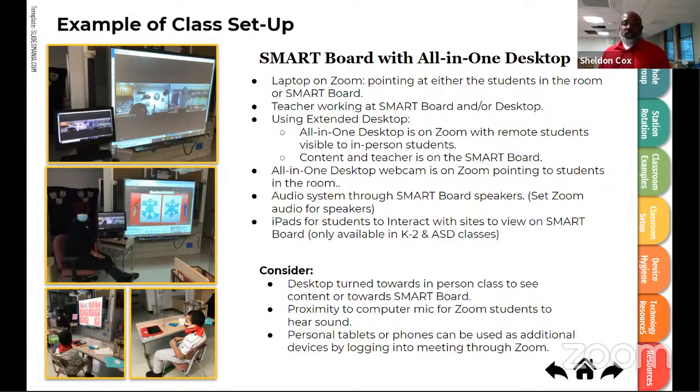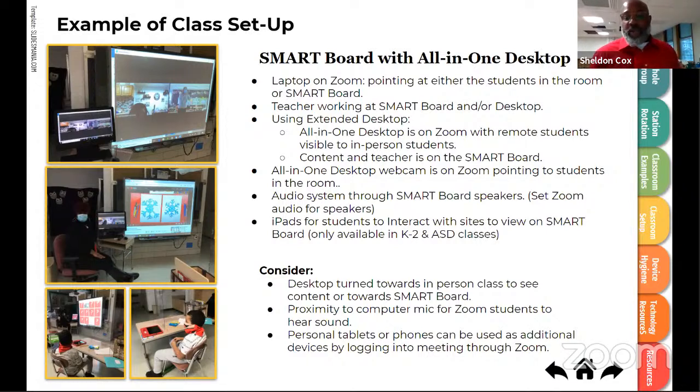Some things to consider: the desktop is turned towards the person in the class to see the content on the smart board. What I've been seeing is that if you use those wireless mics, like I mentioned before, your sound is loud enough to transfer into the camera on the all-in-one computer or the mic. But something to consider when using two devices in the same room, for example, I have an all-in-one computer and a laptop in that Zoom, is to make sure to mute one of the devices. Because if you don't, it will create feedback and make the sound bounce back and forth to each other.